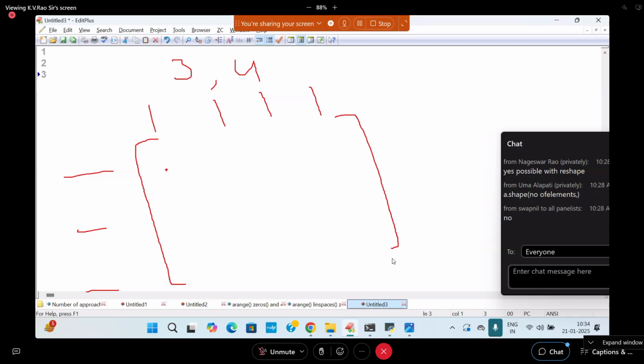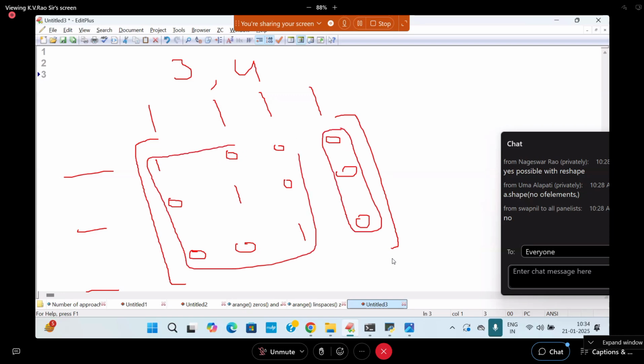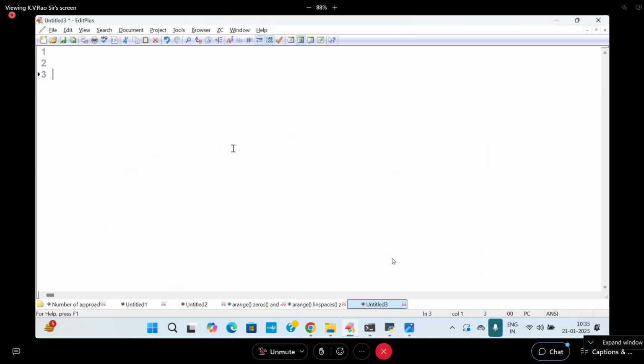How do you prepare it? 1, 0, 0, 0. Next, 0, 1, 0, 0. Next, 0, 0, 1, 0. The remaining values are filled with zeros. This is called a unit matrix. Now, I am going to take up one more.